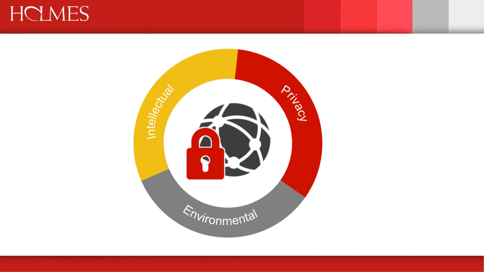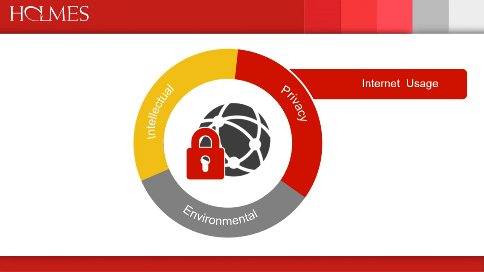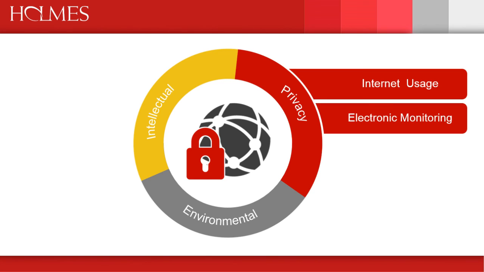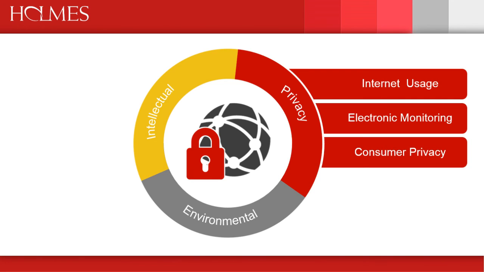Privacy issues mainly relate to: 1. Establishing policies for internet usage and other technology resources during company time. 2. Electronic monitoring used to determine if there's lost productivity due to time used on personal activities. 3. Consumer privacy issues, such as the lack of consumer control on how companies use their personal information.